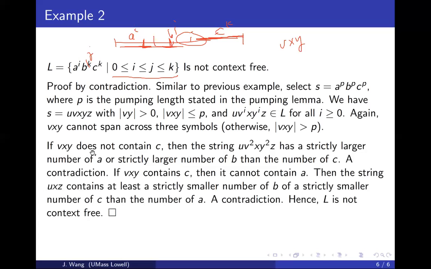Otherwise, if VXY contains C, that means it cannot contain A. Then we will pump it down, so that you have a smaller number of A's than B's or C's. We just pump it down. That is a contradiction. By the pumping lemma, this string should be in L, but in reality it cannot be because it violates the definition of your language. Hence your assumption that this language is context-free is wrong.